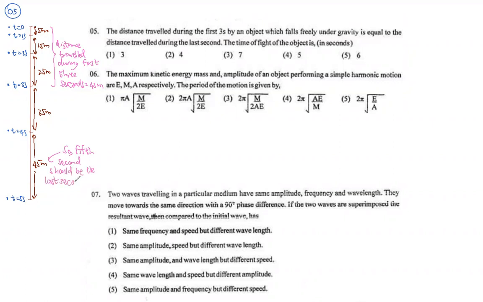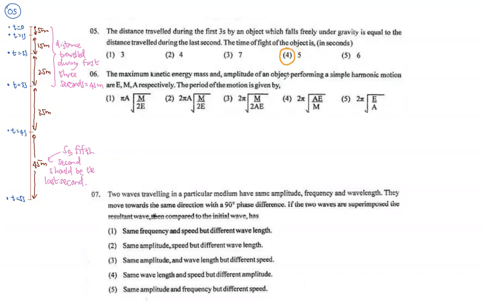I mean, you can do this with equations also, but I think this is easy if you can remember this. So the time of flight of the object is how many seconds? 5 seconds. It's actually falling 5 seconds, because during the fifth second it will be falling 45 meters, and during the first 3 seconds it will fall a distance of 45 meters. So if 45 meters is the distance it travels during the fifth second, total time should be 5 seconds. That way, it's easy. So the fourth answer is the best option.